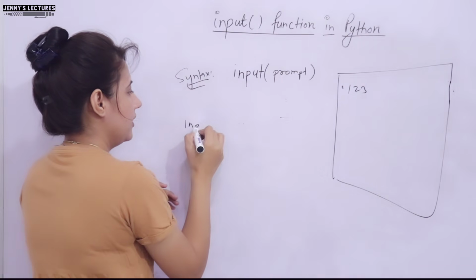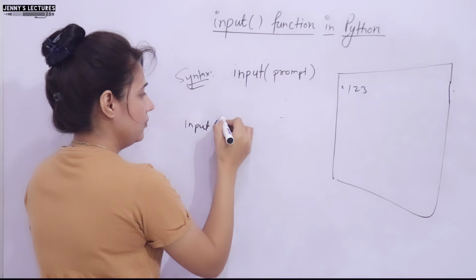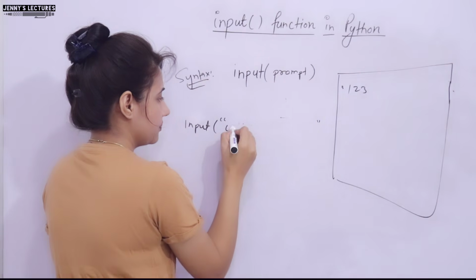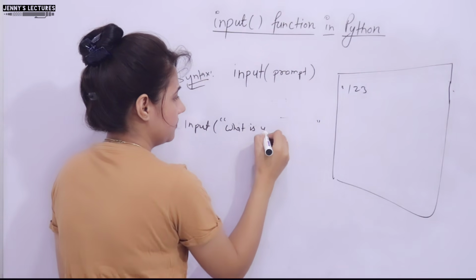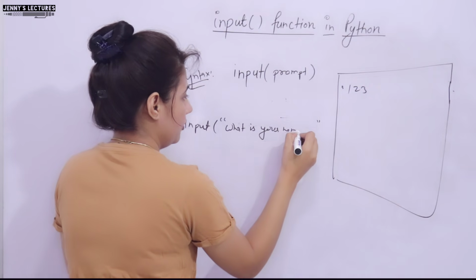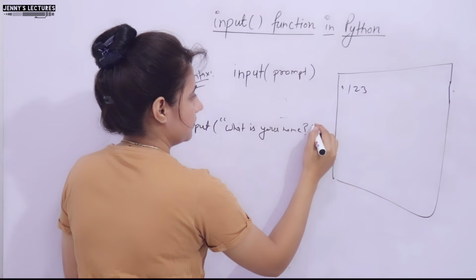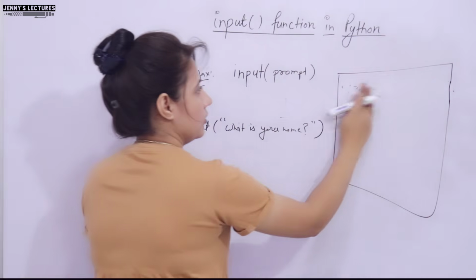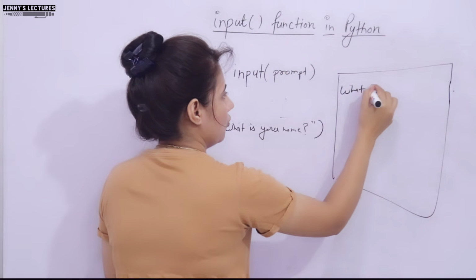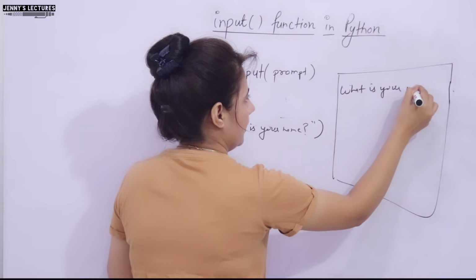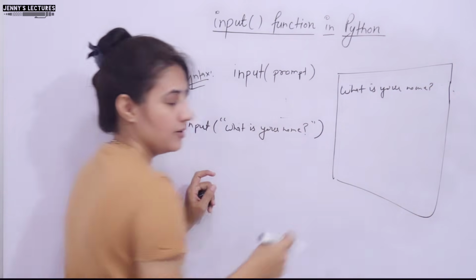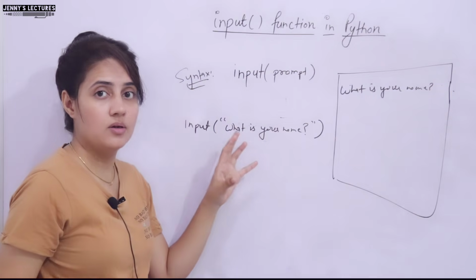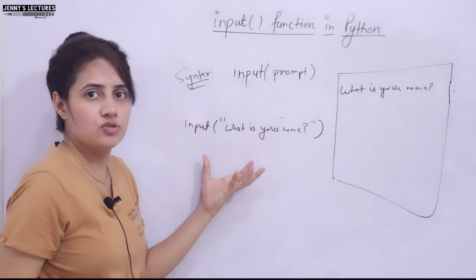Okay, now how to use this? See, we simply write input and whatever message you want to print, the prompt, like what is your name, this I want to print. So if you run this, on the output screen you will see, what is your name, and then you can enter your name. This is the simple working, or you can say the syntax of this input function.